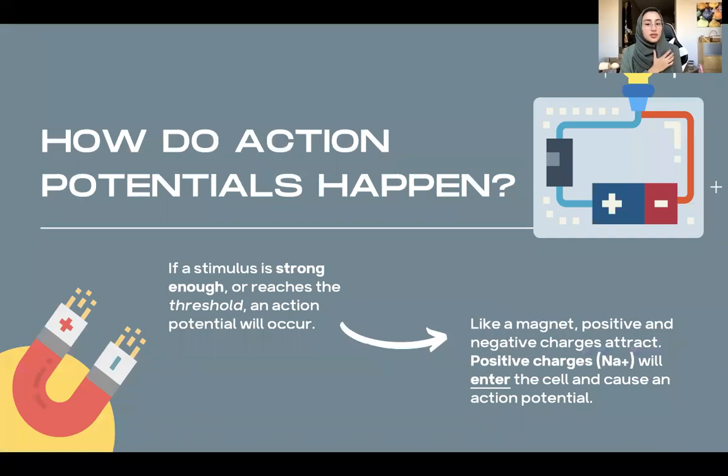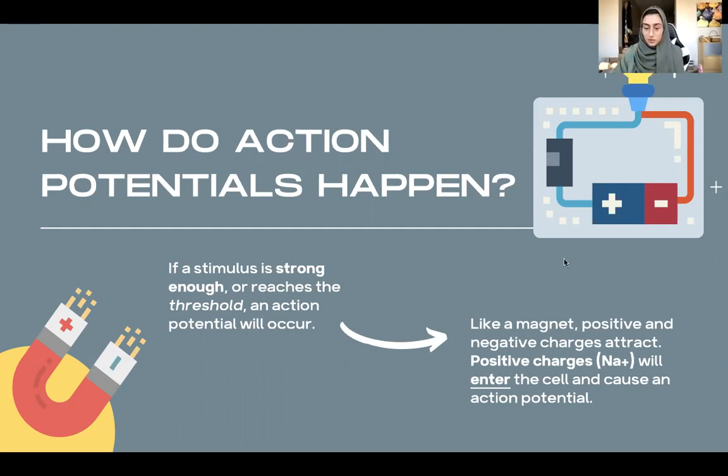So the key thing here is if a stimulus is strong enough, then an action potential will happen. Again, if your friend taps you really lightly, you might not even feel it. But if they tap you really hard, you're going to feel it. So the stimulus now is stronger, which is going to make sure that that action potential happens. You cross something called the threshold, or the minimum value required for an action potential to happen.